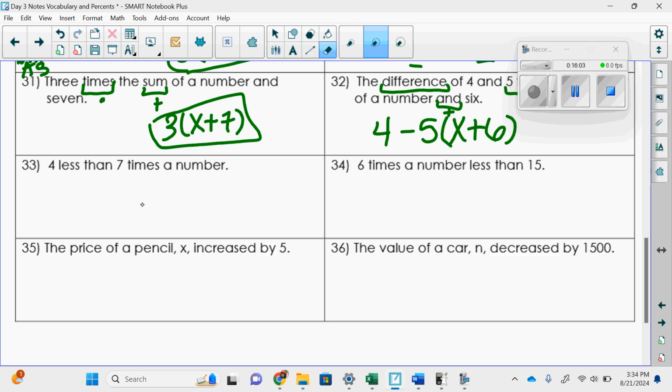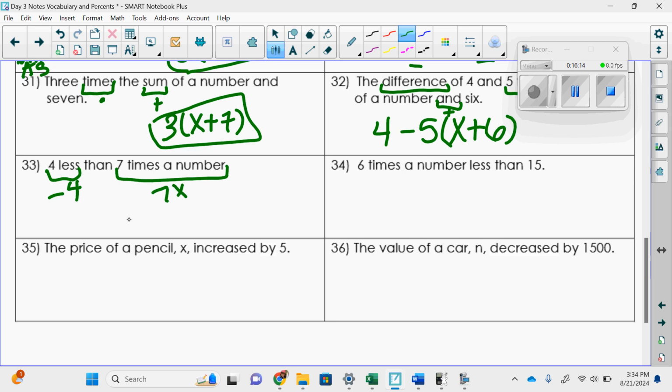If we want 4 less than a number, then we need to be subtracting by 4. So 4 less than means that we're going to be subtracting 4 from 7 times a number. So 7x minus 4 is how you end up taking 4 away or having 4 less.